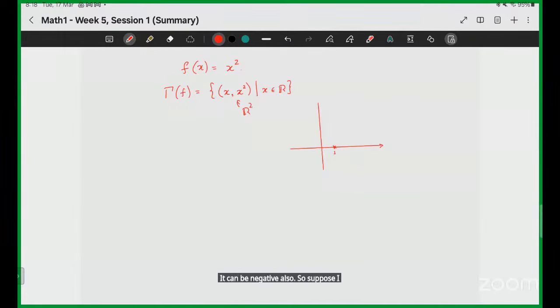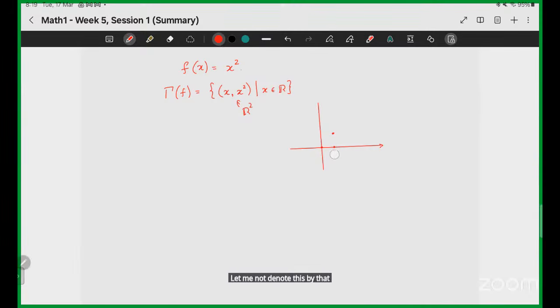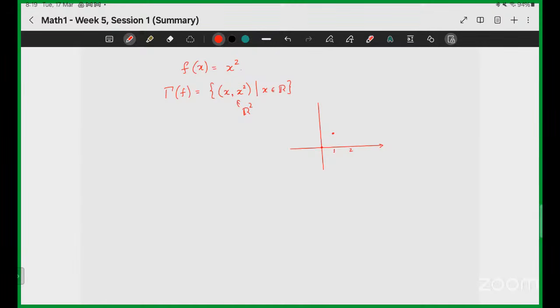So suppose I take the value of x to be equal to 1. What is the corresponding value of f of x? That is also equal to 1. So I'll have this point in the graph. I'm collecting all the points of the form x comma x square. For x equal to 0, I'll get the origin itself. Let's say this is at 1, this is at 2. At 2, what is the value of the function? It's equal to 4. So 1, 2, 3, 4, somewhere over here.